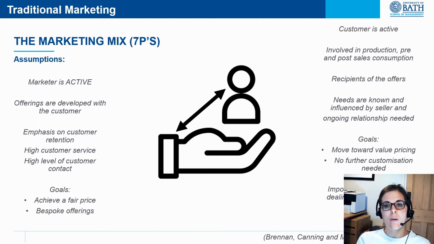And there's an increasing recognition that both need to achieve a fair price to ensure the ongoing survival of the organizations. But the 7 Ps are critiqued for being siloed. Each P is examined in isolation, and often they're not looking at making more bespoke offerings to the customer. Okay, so you're still looking at those fairly simple products and services.